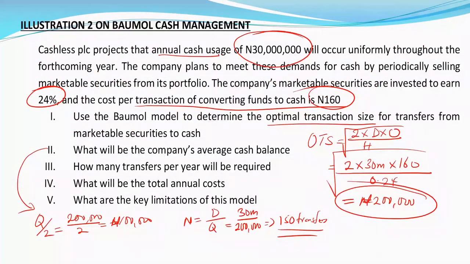In fact, in the last question, the examiner says, what are the key limitations? Key limitations is we assume that the annual usage is constant. Will annual usage of cash be constant? No, in reality. We also assume that the transaction cost is constant. That's not true. Transaction cost varies, it changes. We also assume here that you can't run out of cash. That's a big lie. You can run out of cash. We also have not considered some other costs associated with cash, except the transaction cost here. There are other costs that have not been considered in this model. So those are some key limitations of the Baumol model.